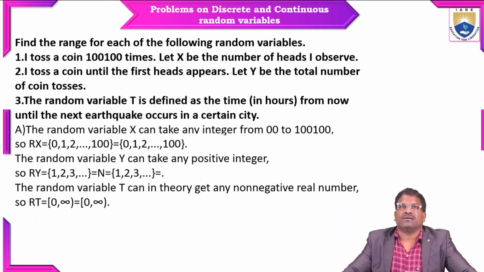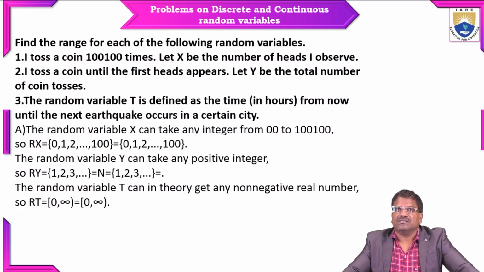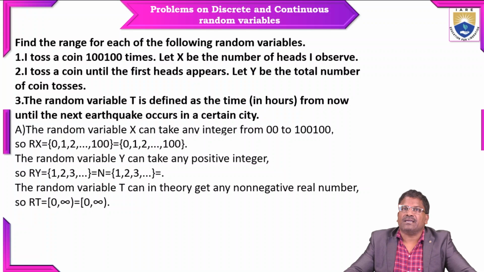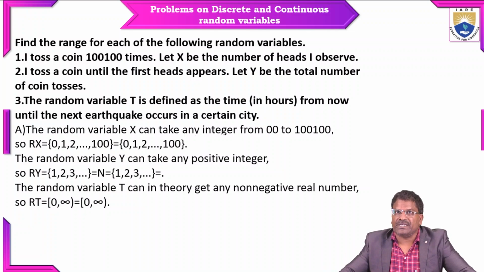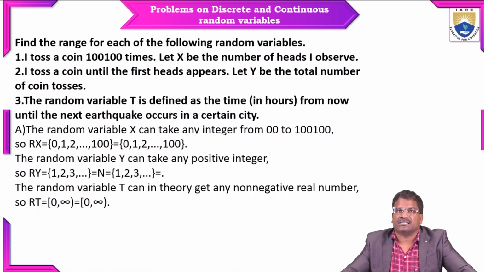So, let us see some interesting problems on discrete and continuous random variables. See the first one. Find the range for each of the following random variables. What are they asking for in the first one? I toss a coin 100 times. Let X be the number of heads I observe. Second one, I toss a coin until the first heads appears. Let Y be the total number of coin tosses.